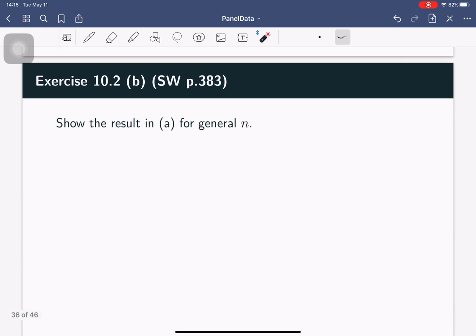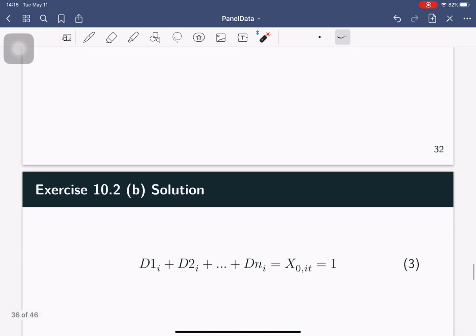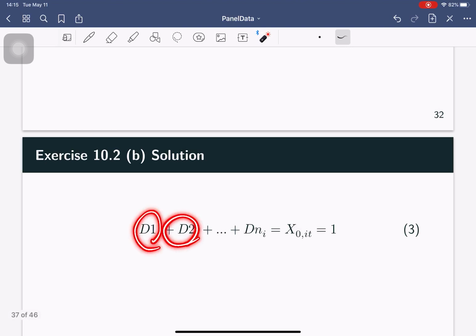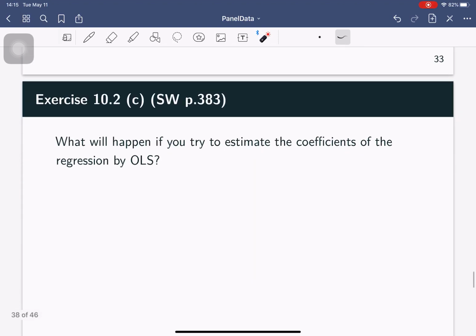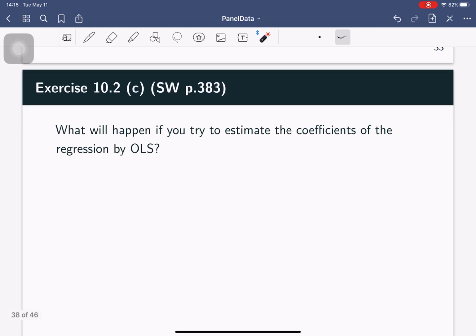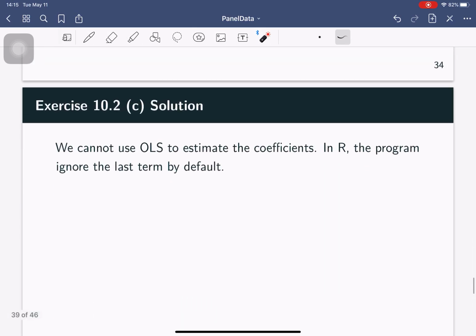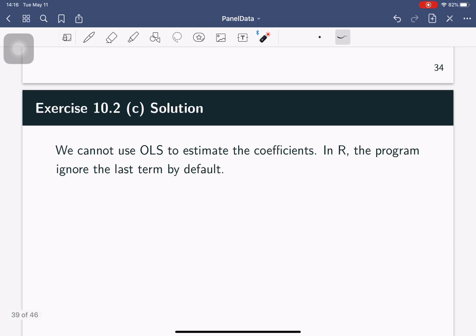How about the general form? d1 plus d2 plus up to dn is equal to 1. So I finished this question. Or maybe I have a part C. What is the problem if we run all the dummy variables with the intercept? In R, we will ignore the last term, the last state dummy.